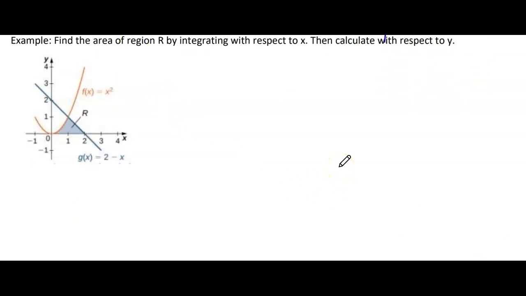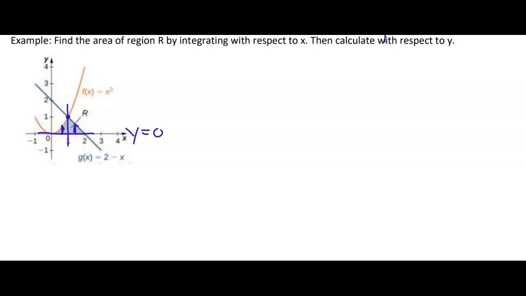Okay, so we're going to do this 2 different ways. We're going to do this with respect to x first, then with respect to y. So with respect to x, I see I have an intersection point here at x equals 1. And my bottom function is actually always the line y equals 0. And so from 0 to 1, my top function is x squared. But from 1 to 2, my top function is this line.